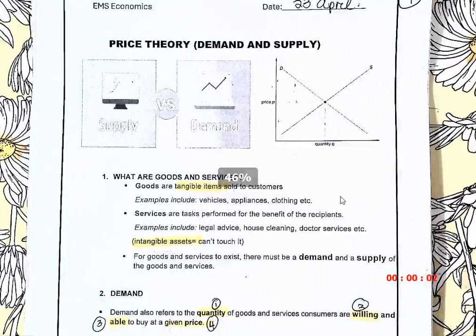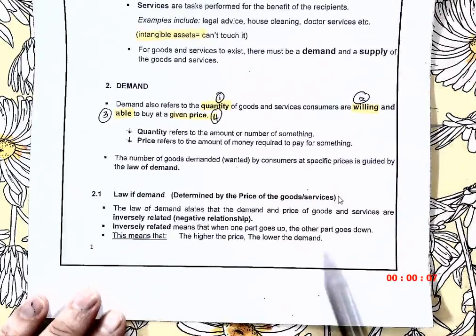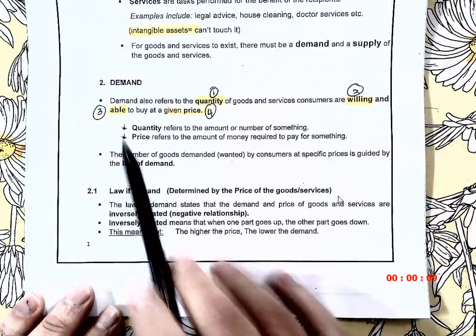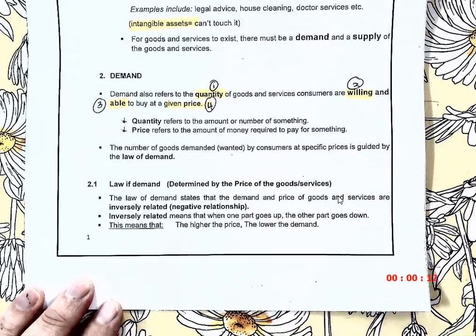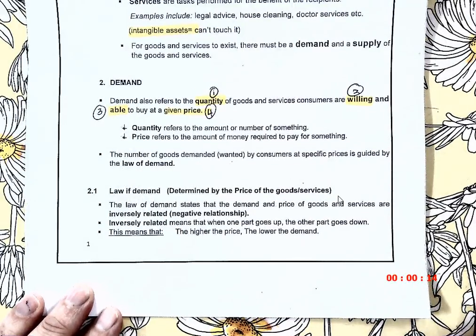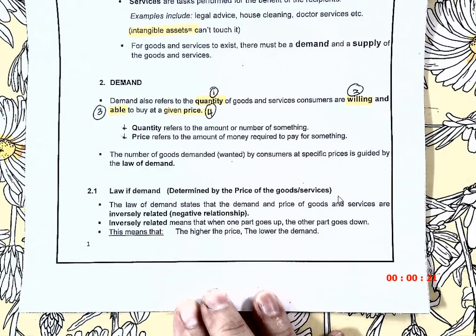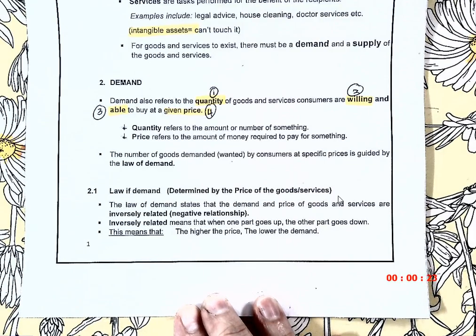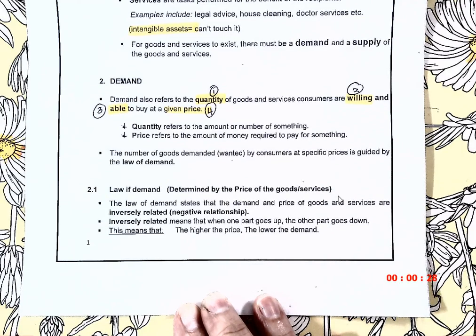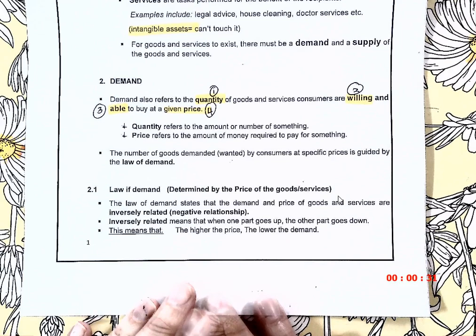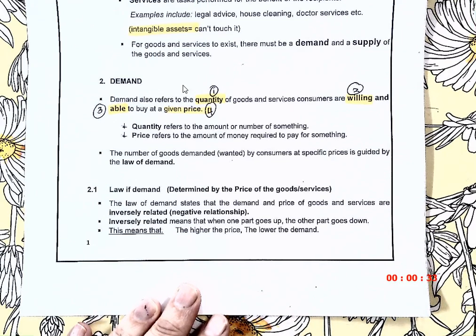Supply and demand. I started explaining demand to you, and I taught you how to study this formula, because a definition is just a formula. So I have 4 words that I need to have in the definition. Demand refers to the quantity of goods and services consumers are willing and able to buy at a given price. Okay. So, now, I want to show you this.